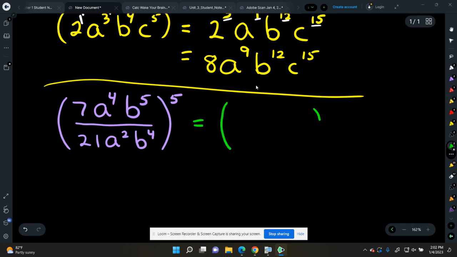Okay, how are we going to simplify that? How about the 7 over 21? What's that going to give me? That's going to give me a 1/3, right? Now I have a to the fourth over a to the second. What's that going to give me? A to the second, and it stays on top, right? How about b to the fifth over b to the fourth? B to the first. And then we have the 5 outside. Okay.